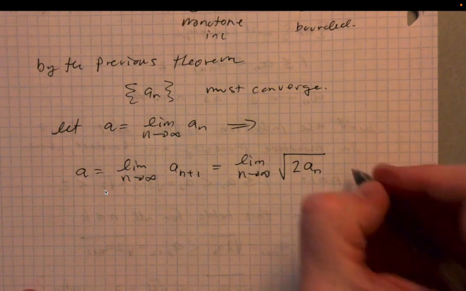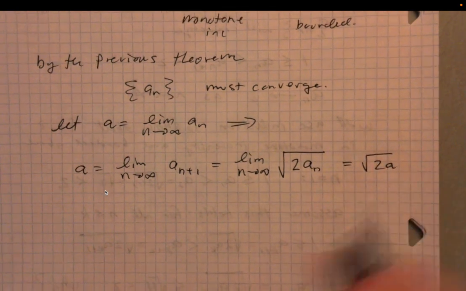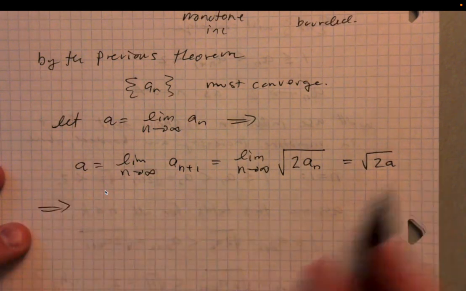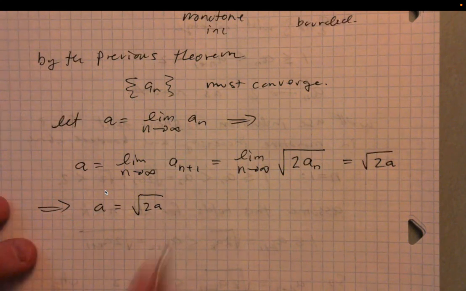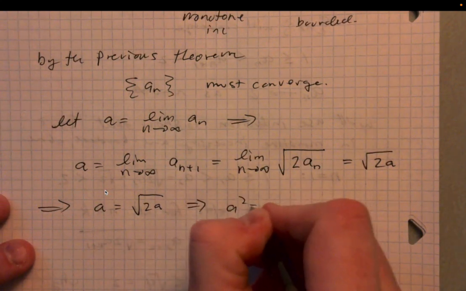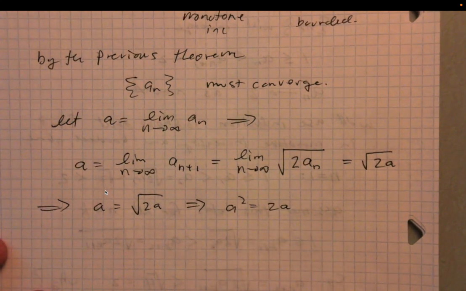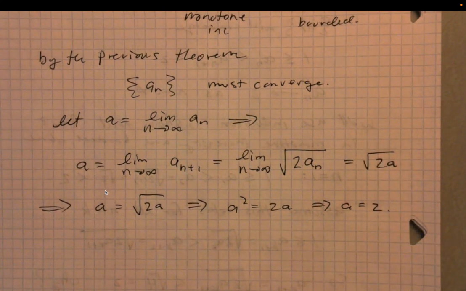Okay, and that's equal to what? Well, that's equal to the square root of 2 times a. Right, and so what we see here is that this line of argument implies that a is equal to the square root of 2a. Right, and that of course implies that a squared is equal to 2a. And you can just look at this and see that indeed, that implies that a is equal to 2. Okay, and so the limit of this very strange kind of sequence must be 2.